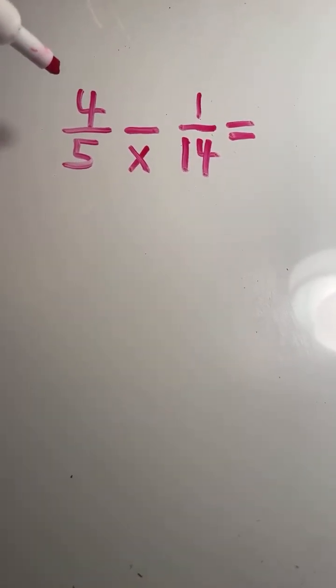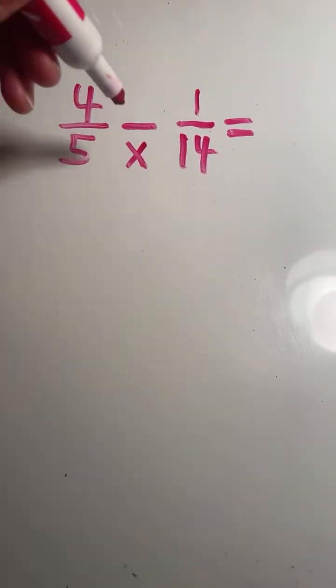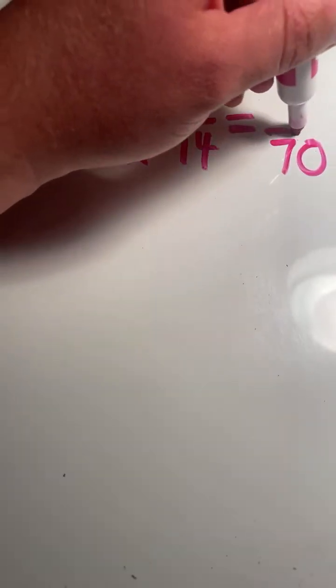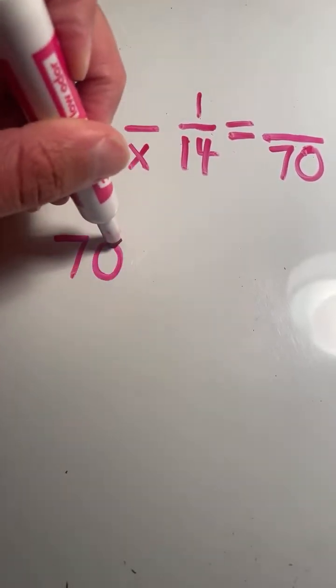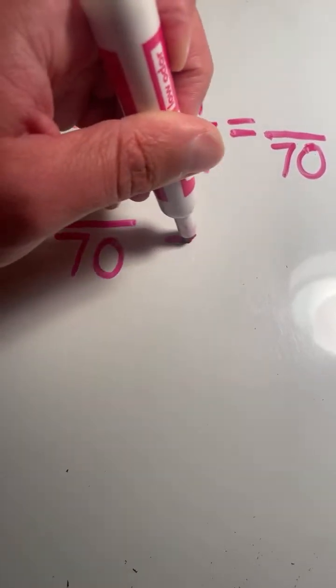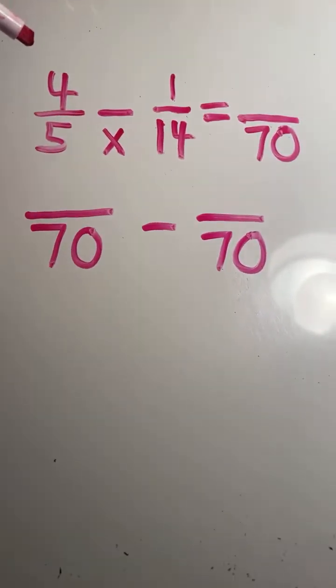Well, listen carefully, stay focused. Your brain will probably hurt a little less after I go through the steps. So 5 times 14 equals 70. So 70 is our common denominator. So 70 is our common denominator for this problem.